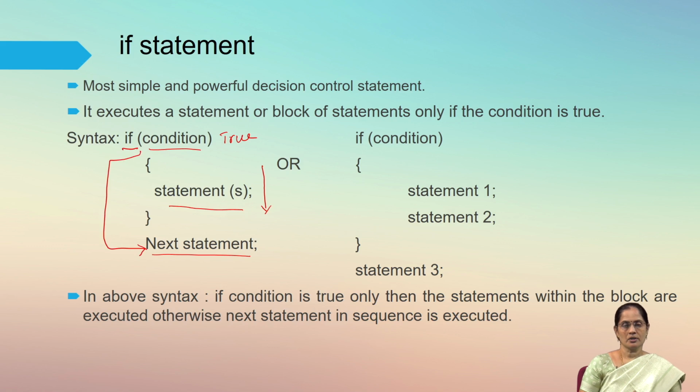So, the representation of the if statement can be given in these two ways: if condition, then the block of statements, and some notations will call this the next statement, some will call this statement 3. Both syntaxes say that if the condition is true, only the statements within the block will be executed, otherwise the flow goes to the next statement after the block.